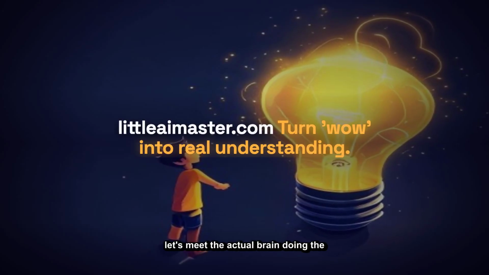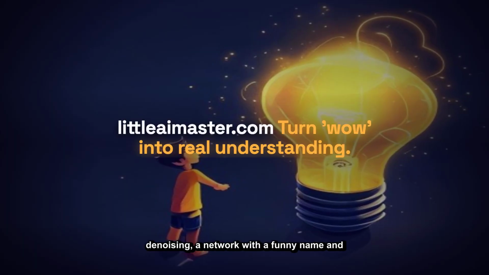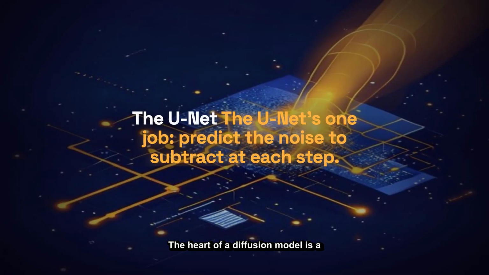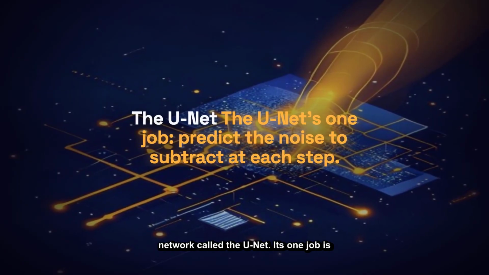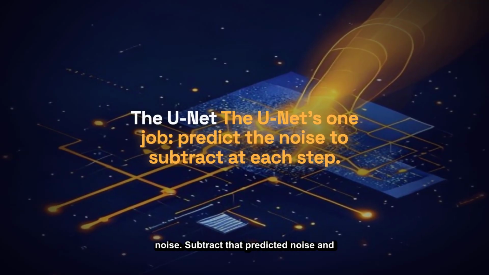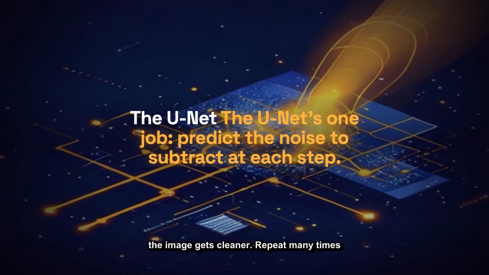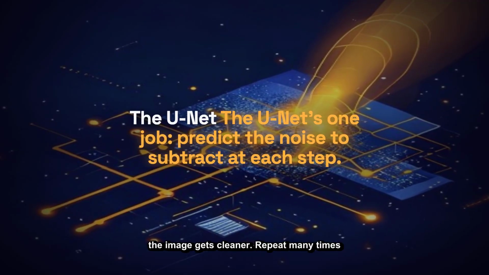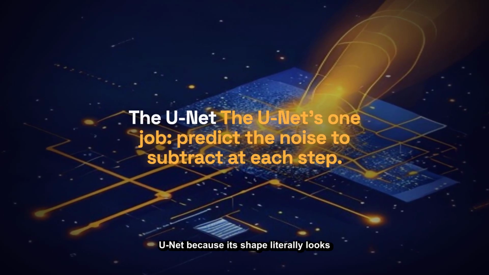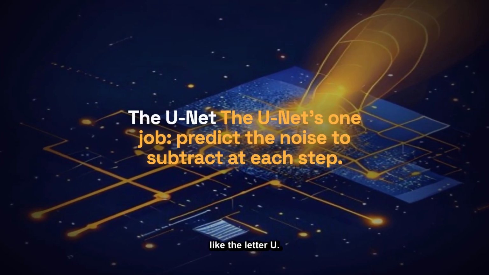Now let's meet the actual brain doing the denoising, a network with a funny name and a clever shape. The heart of a diffusion model is a network called the U-Net. Its one job is to look at a noisy image and predict the noise. Subtract that predicted noise and the image gets cleaner. Repeat many times and you get the final picture. It's named U-Net because its shape literally looks like the letter U.